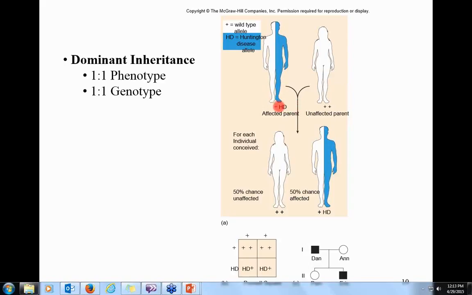So if one person is a carrier and thus affected, and the other person is not, their children are divided into two possibilities. The genotype would be normal, and their phenotype would be unaffected. The other half would have one gene for Huntington's disease. The other is normal. And because this is a dominant gene, their phenotype would be that they would express Huntington's disease.